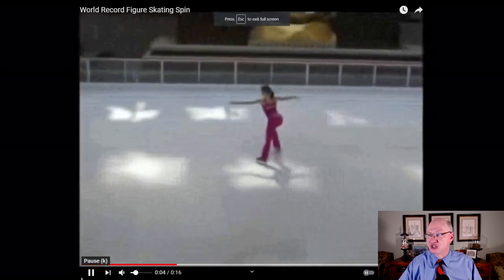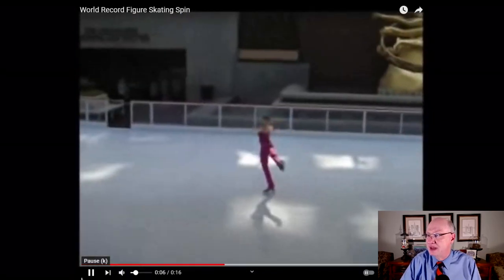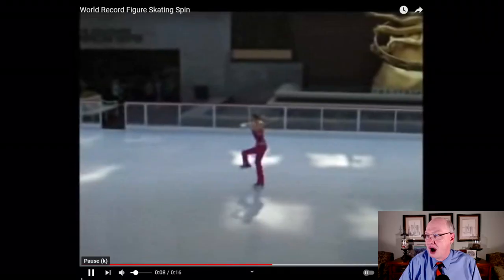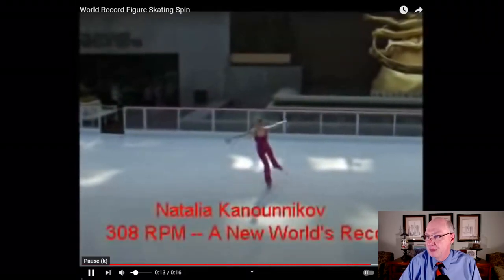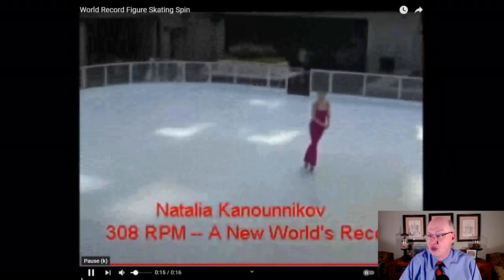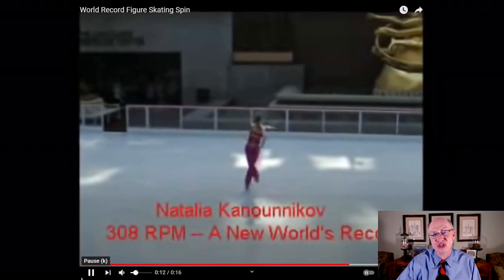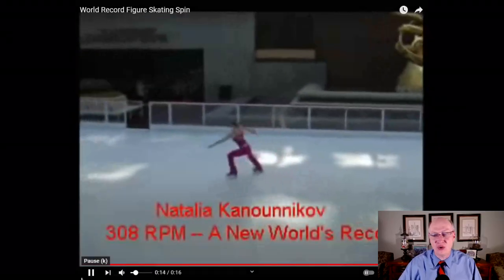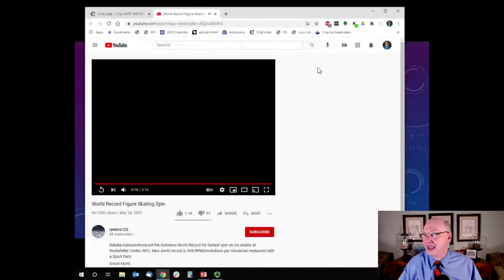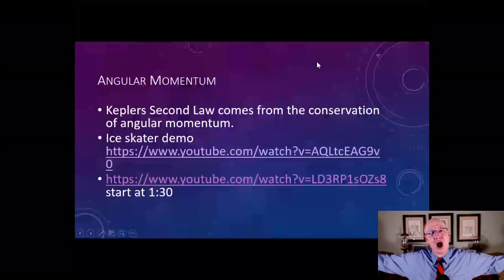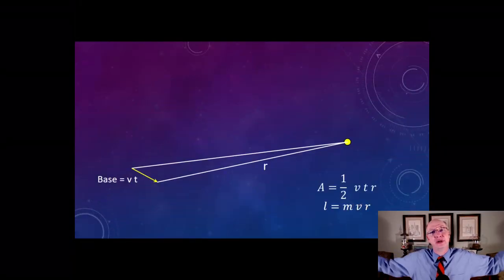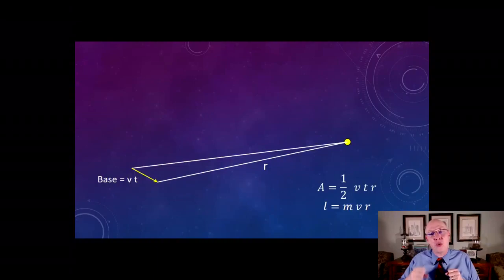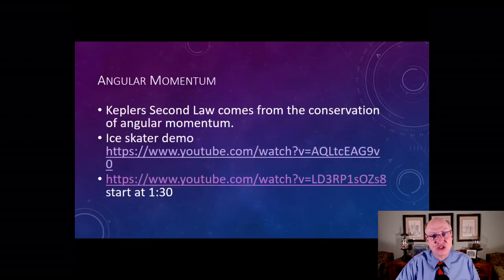Now watch what happens. She starts her spin with her arms out, and she's spinning slowly. And as she pulls her arms in, she spins faster and faster and faster. And by the way, that was an ice skater breaking the world record for spinning. That was 308 revolutions per minute she was doing at her fastest. So that's an example of the conservation of angular momentum. As she pulls her arms in, what's happening is r is decreasing. She's pulling her arms in, and therefore the angular speed, she has to speed up.